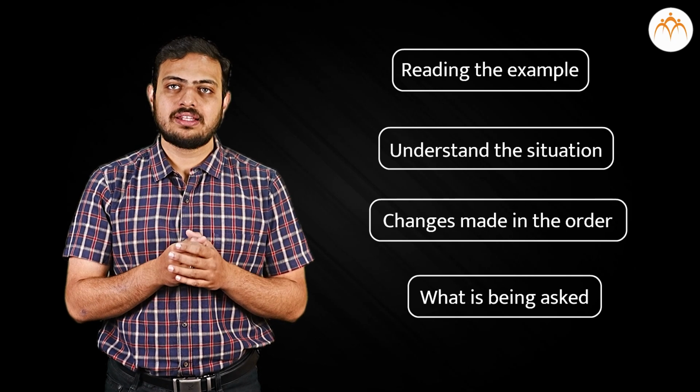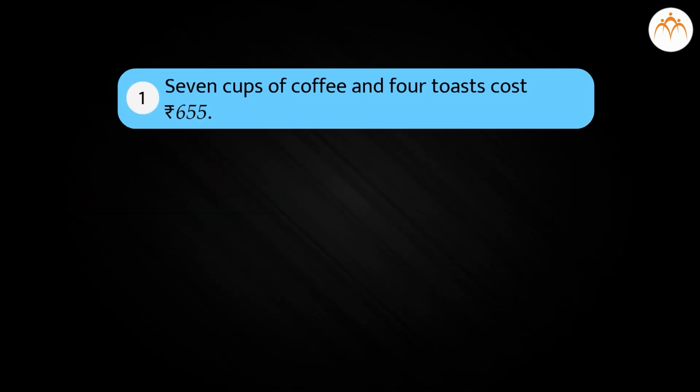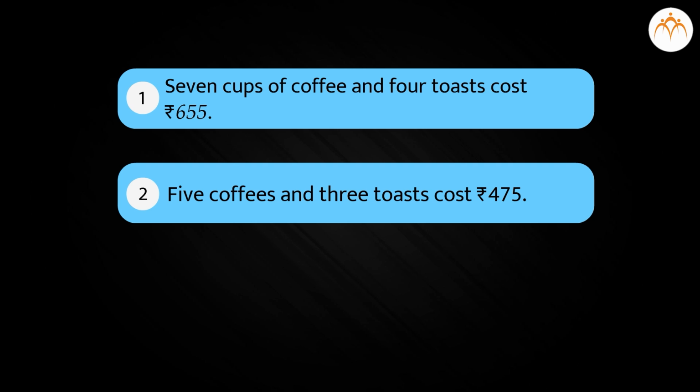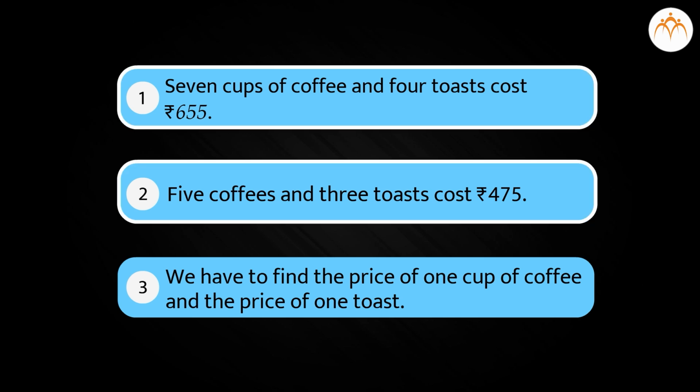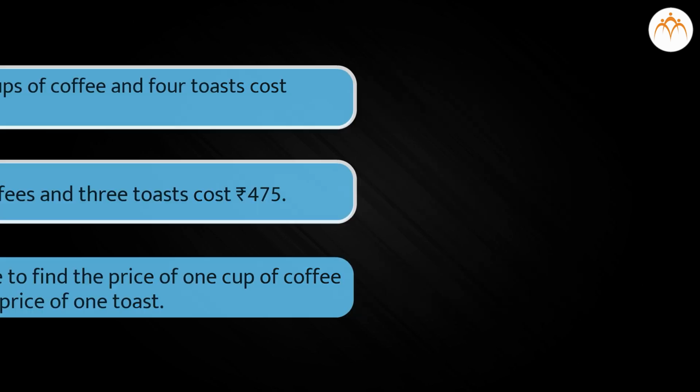From the first sentence, we get the following information. 7 cups of coffee and 4 toasts cost 655 rupees. From the second sentence, we learn that 5 coffees and 3 toasts cost 475 rupees. From the third sentence, we have to find the price of 1 cup of coffee and the price of 1 toast. Let's write down the information from the first and second sentences in a simplified manner.